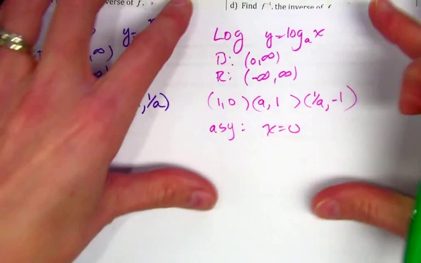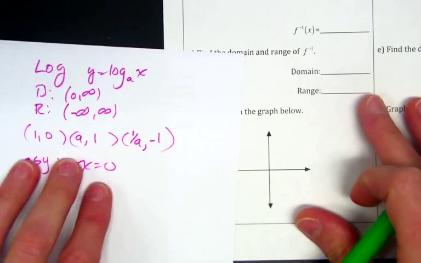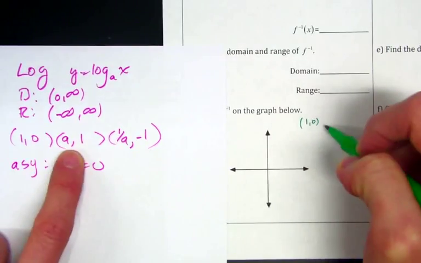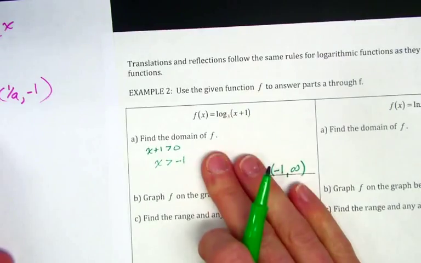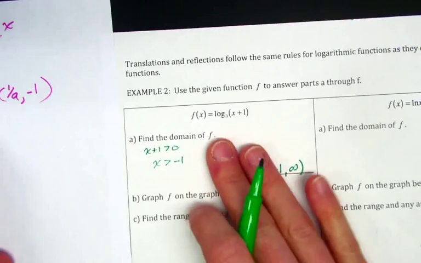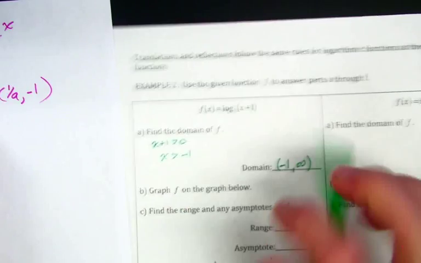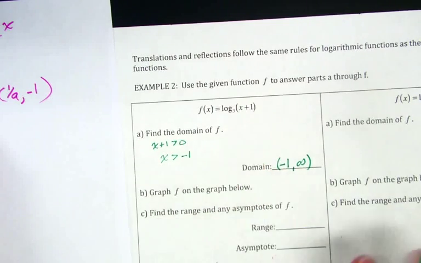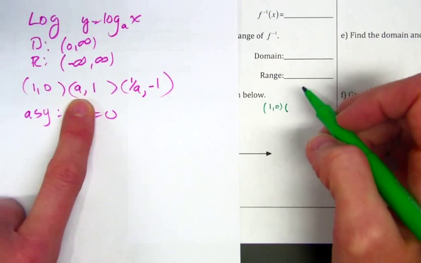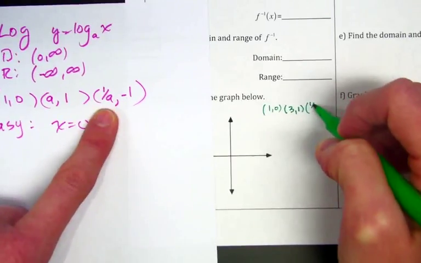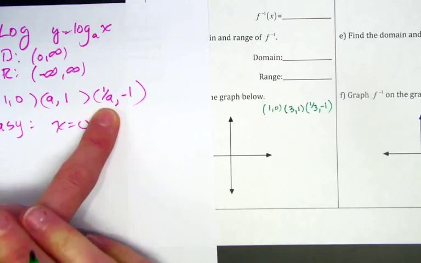So if you memorize this, you know to flip-flop everything here. For my ordered pairs, I'm going to have 1, 0, and then the base, 1. Well, what is the base for this problem? 3. The way to read this is log base 3 of x plus 1. So base 3, it's the base, 1. So I'm going to put 3, 1. And then it's the reciprocal of the base, -1. So these are my parent function points.